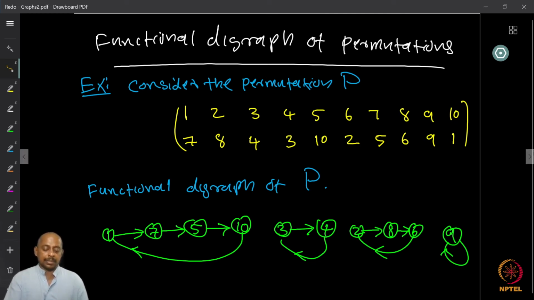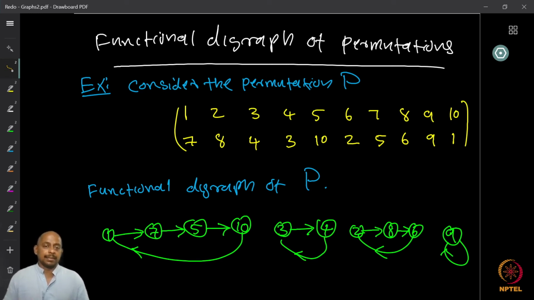So I start from 3, 3 to 4, then 4 to 3 again comes back, another cycle. Then you start from 2, right? 2 to 8, 8 to 6, and 6 to 2 again. And similarly, 9 is mapped to itself, so therefore it's a cycle. If you look at this, you will see that it's basically a collection of cycles, right? Every vertex is part of a cycle.